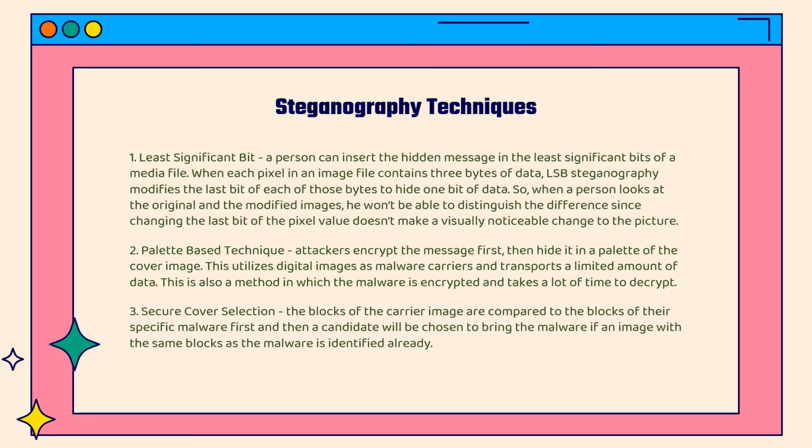In the palette-based technique, the attackers encrypt the message first and then hide it in a palette of the cover image. This utilizes digital images as malware carriers and transports a limited amount of data. This is also a method in which the malware is encrypted and takes a lot of time to decrypt. Secure cover selection is a complex technique wherein the blocks of the carrier image are compared to the blocks of their specific malware first, and then a candidate will be chosen to bring the malware if an image with the same blocks as the malware is identified already.